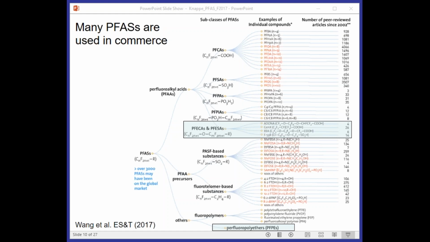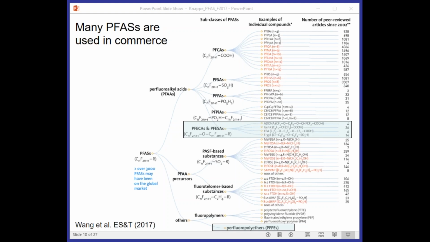polyethers. These are compounds that have multiple ether groups in them. And so that becomes a new challenge now, because we lack standard methods for many of these compounds, and commercial labs just very recently added methods, for example, for GenX and Adona, which are two of the perfluoroether carboxylic acids.